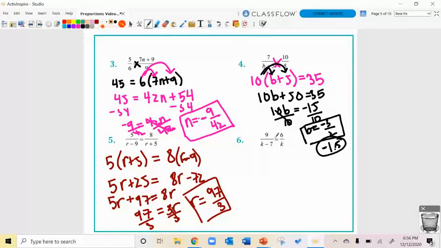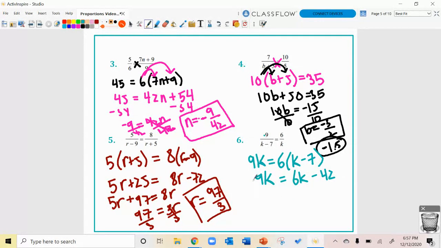And finally, well, not finally, but finally for this page, and for real, my friends, if you have not stopped the video to try one, please, please just do it. You can do it. You can at least try it. So cross multiply, I've got 9K equals 6 parentheses K minus 7. 9K equals 6K minus 42.